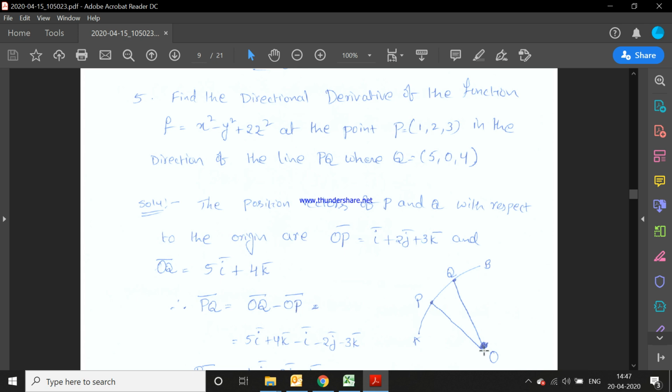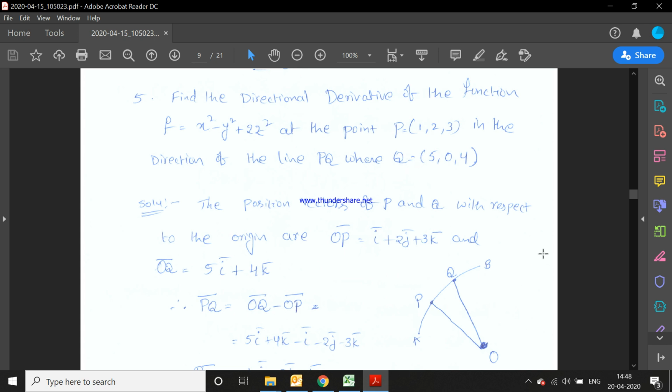So OQ minus OP is called OQ. So that's why using this concept we can find PQ bar, meaning the line PQ, that is PQ bar equal to OQ bar minus OP bar. That is how to find OQ bar and OP bar.